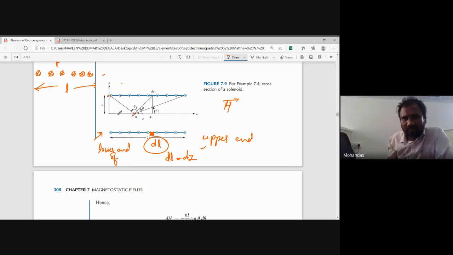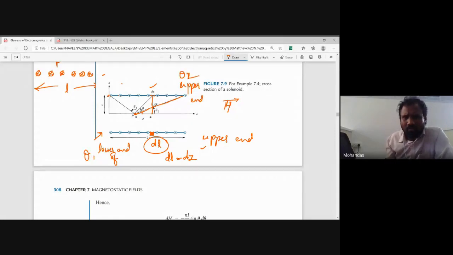dz. dl will be what? dz, because it is placed along the z-axis. So this is what a dz, and theta 2 is the angle made by this axis with respect to this line. This is the line. Theta 2 is very important to understand. This is the upper end. Theta 2 relates to the upper end and theta 1 relates to the lower end.